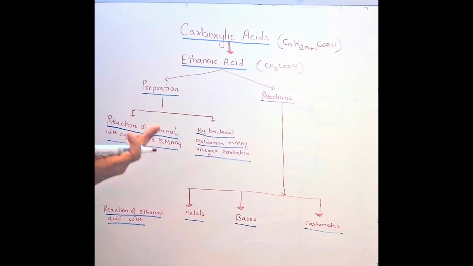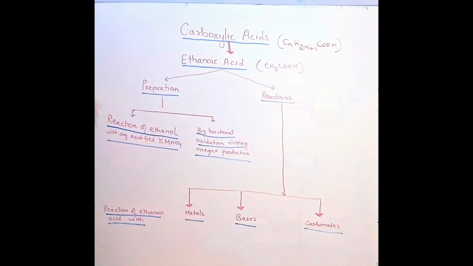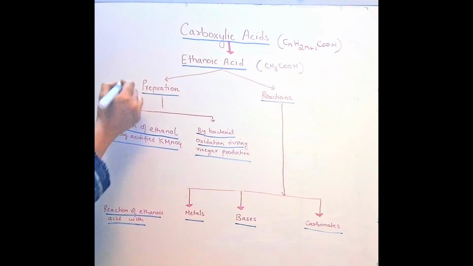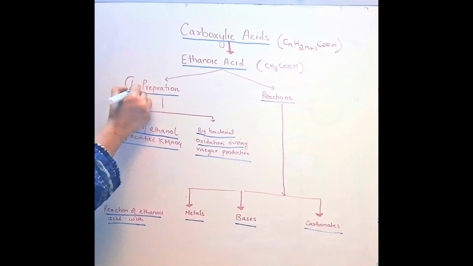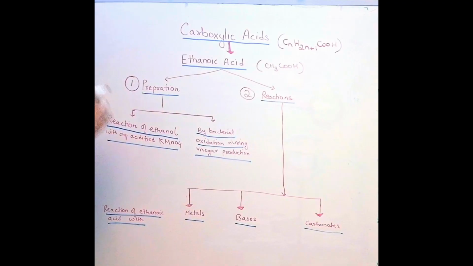So in our class, we need to specifically know about ethanoic acid. Now, what are the things we should know about ethanoic acid? Only two things: how ethanoic acid is prepared and what the reactions of ethanoic acid are. Now, how is ethanoic acid prepared? Here we will discuss two ways. The first way is making ethanoic acid from ethanol by using acidified KMnO4.